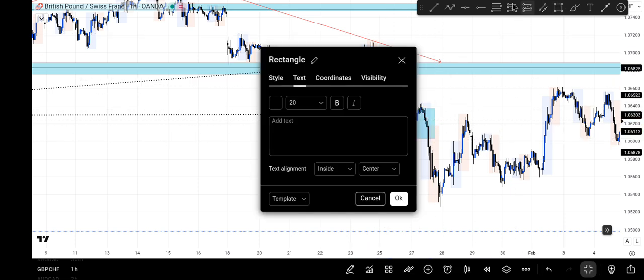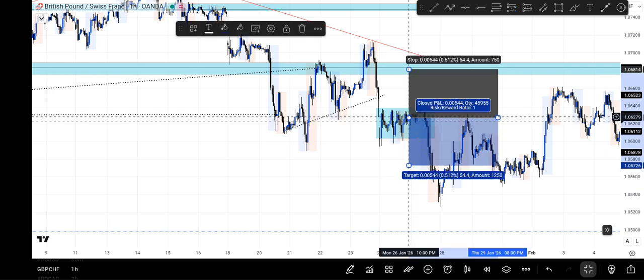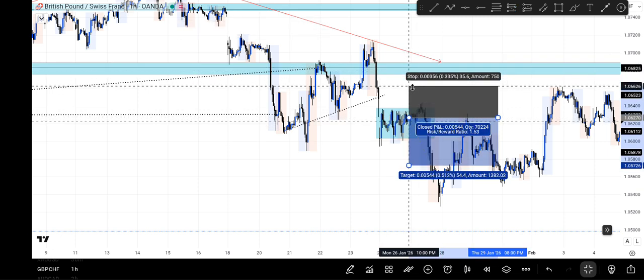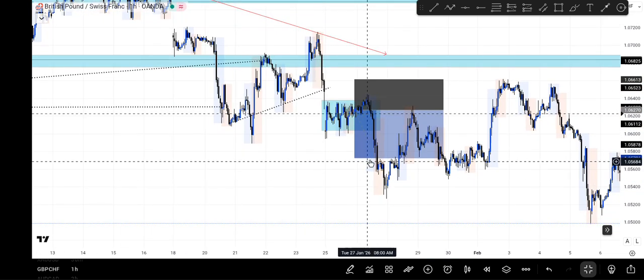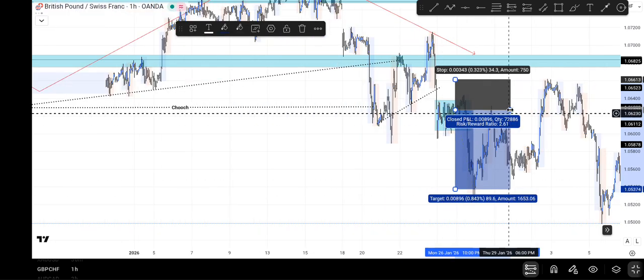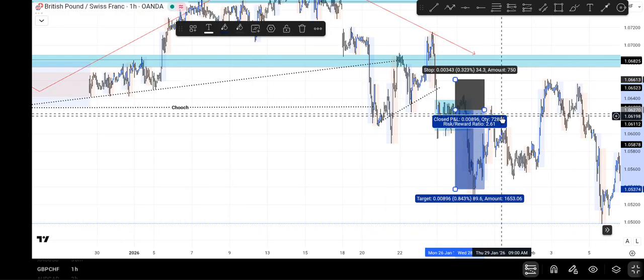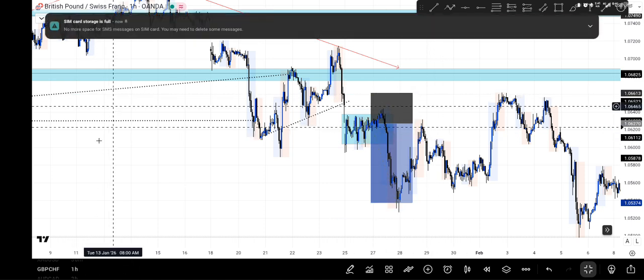So I put my sell around this level, then my TP somewhere around here. I'm going to give my trade some breathing room, and then boom, to the downside. Understand? That's 34 pips to make 89 pips. That's almost 1:3, guys. So that's how I banked well on the GBP CHF.